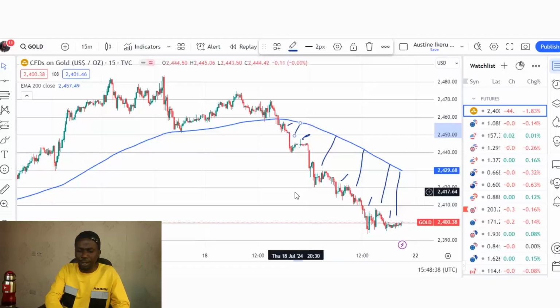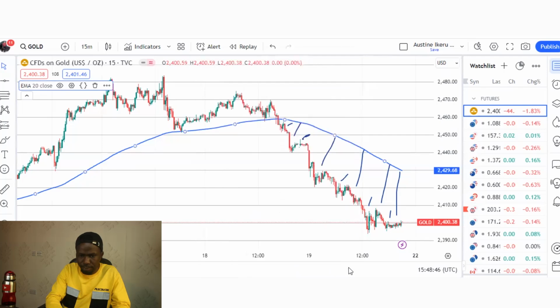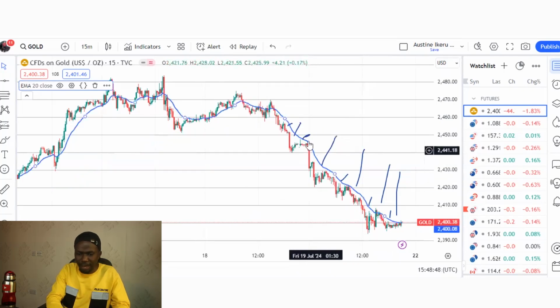The 200 EMA can be used when the market is what? When the market is in a weak trend, because at that period the 200 EMA will be acting as either a support or a resistance level. So if we now change the setting to 20 EMA, you will now see the price is very close to the 20 EMA.